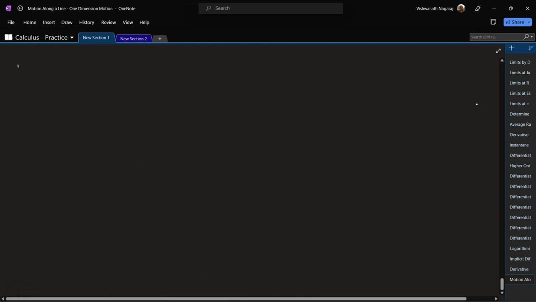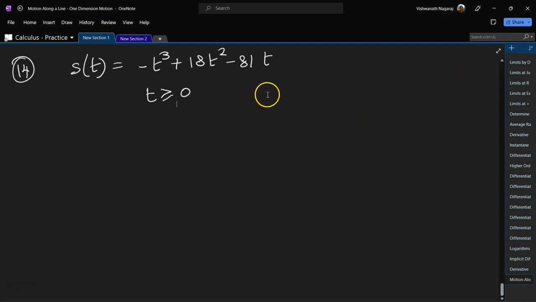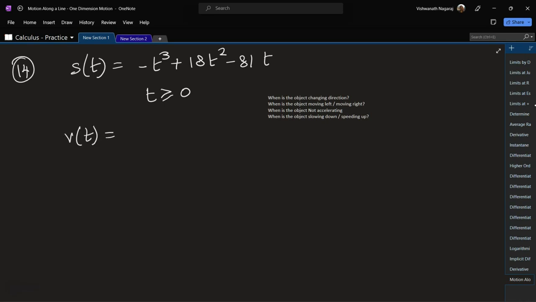Okay, now let's look at the 14th one. Same problem, the expressions are different. S of t is given as minus t cubed plus 18t squared minus 81t. Again, t is greater than or equal to 0, and we have to figure out all this. So again, we will require v of t, so minus 3t square plus 36t minus 81. And we will require a of t equal to minus 6t plus 36.